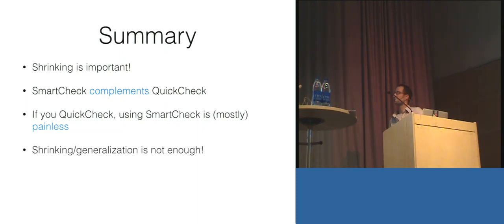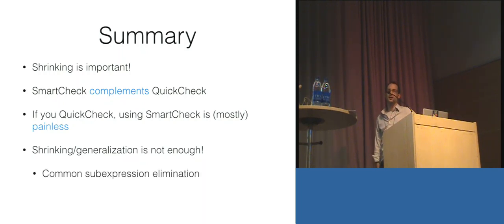And my final point is that shrinking and generalization, it's not enough. Some of the things that I found with looking at very large counterexamples is that a lot of times you get a counterexample where many of the fields are exactly the same, but it makes a very, very large expression. And so, it'd be a great Haskell tool, actually, if I had something where I could give you some sources and it just did common subexpression elimination for you to make something just simply more readable.